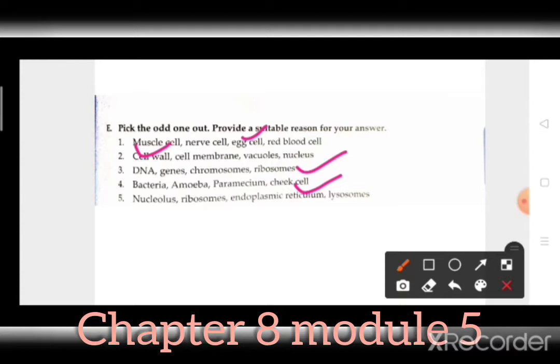Then fifth is nucleolus, ribosomes, endoplasmic reticulum, lysosomes. So here nucleolus, ribosomes and endoplasmic reticulum all are involved in protein synthesis, whereas lysosomes are known as suicidal bags and they do not produce proteins. So odd one is lysosome.